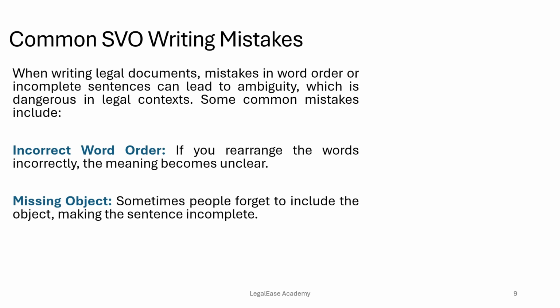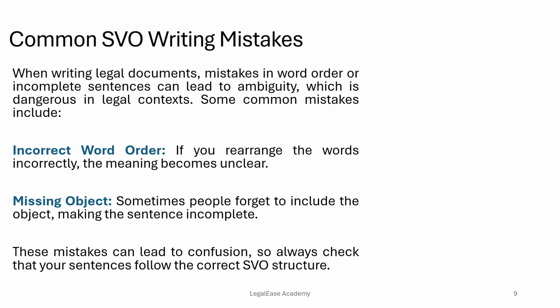Another example would be a missing object. So sometimes people forget to include the object, making the sentence incomplete. And these mistakes can lead to confusion, so always check that your sentences follow the correct subject-verb-object structure.